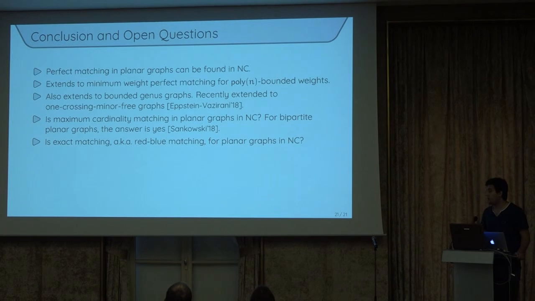One other question is about exact matching, also known as red-blue matching. So imagine that the edges of your graph are colored red and blue, and you're looking for perfect matchings which have a given number of red edges. That's exact matching. It's one of the curious special cases of polynomial identity testing. We know how to do this in RNC, but we don't even know how to do it in deterministic polynomial time for general graphs. For planar graphs, we do know how to do it in polynomial time, but the question is, can you do it in NC?